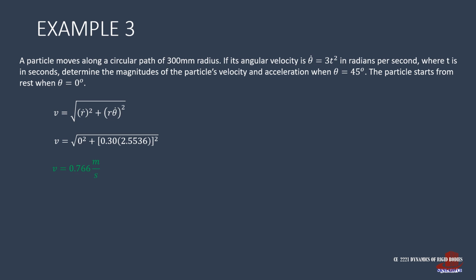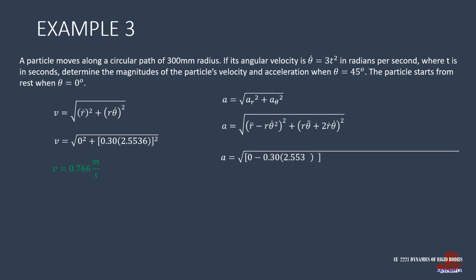0.766 meters per second. Next is acceleration with the formula of root of the squares of the radial and transverse components. After plugging the values, we get the root of the squares of 1.9563 and 1.6607 to give acceleration as 2.566 meters per square second.